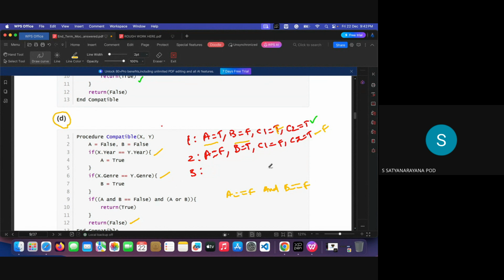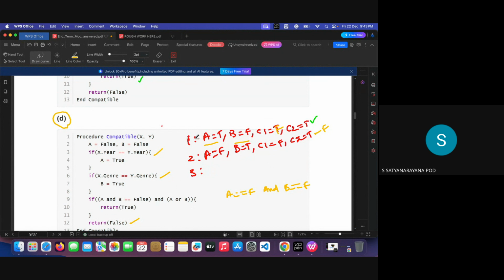Either A or B. But both should not be true, sir. Wait. Either A or B, no? Either A or B is here. A or B means one of them is true. But right now, only one should be true and the other thing should be false. That is the condition. Let me forget.